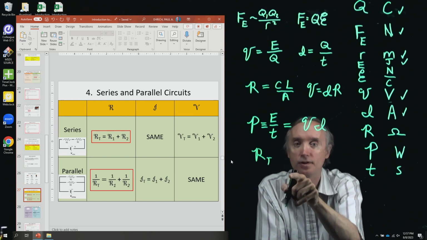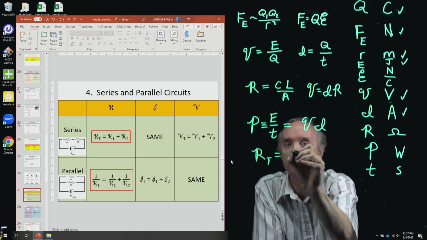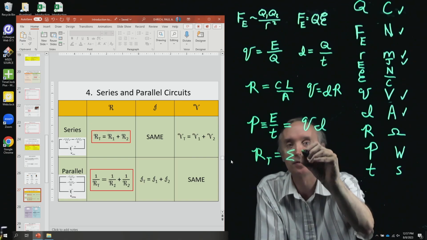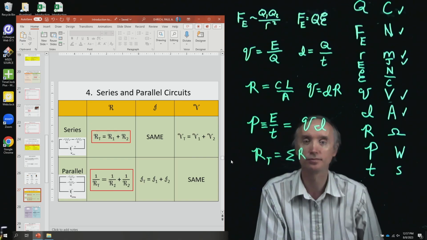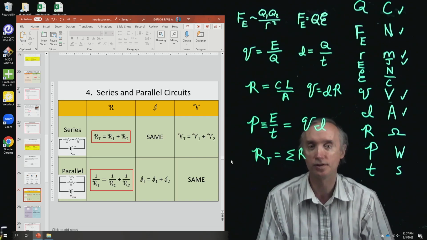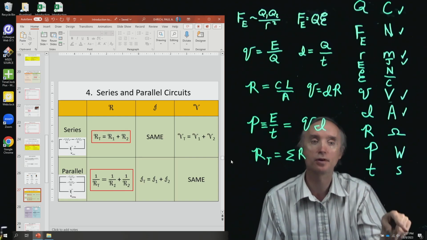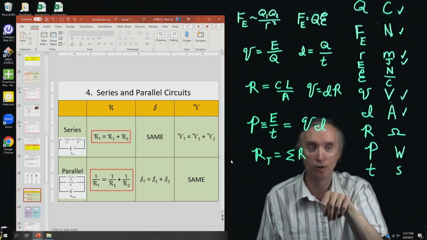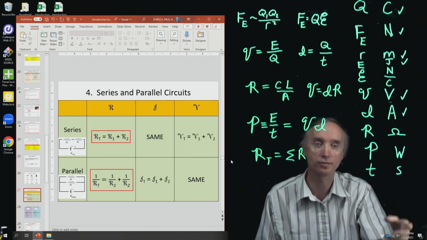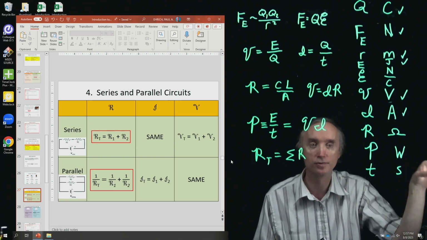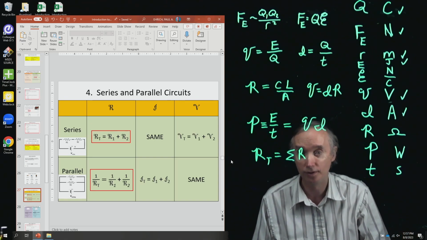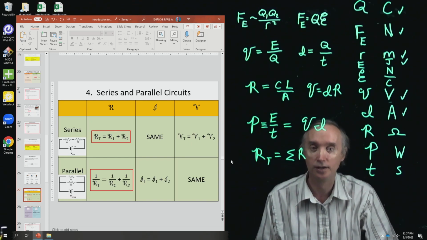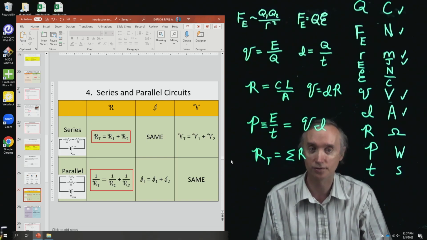So when it's in series, it's going to be the sum. This is a Greek letter that means add. It's the sum of the resistors. If you've got two resistors, it would be R1 plus R2. But you could do it if you had 100 resistors. It would be resistor 1 plus resistor 2 plus resistor 3, dot, dot, dot, plus resistor 100. Now the good news: only two resistors. Anything that I do on the exam is only going to be two resistors.